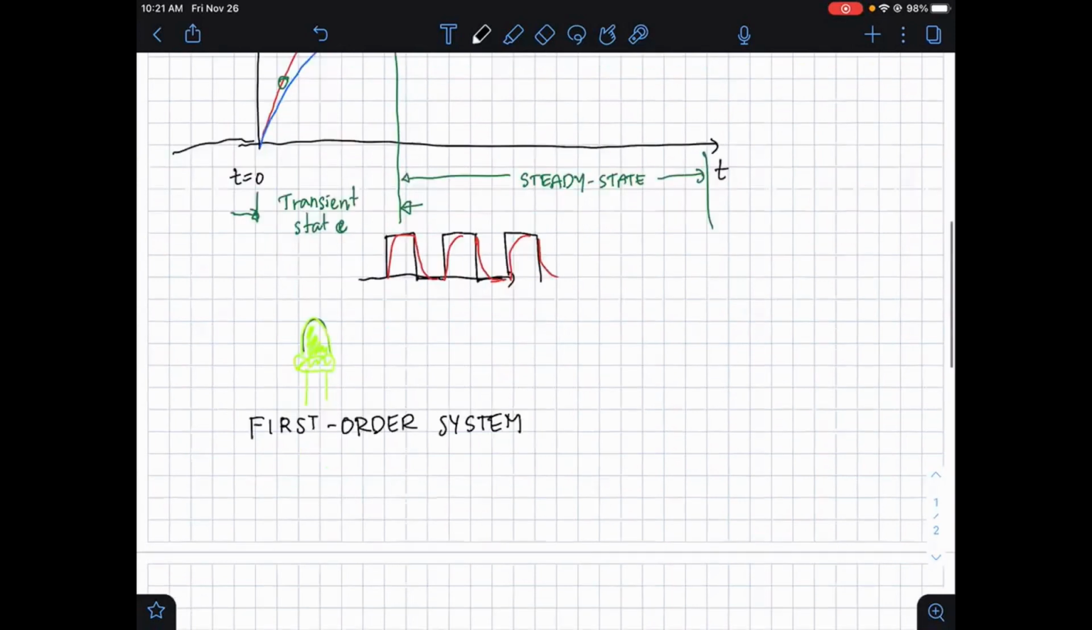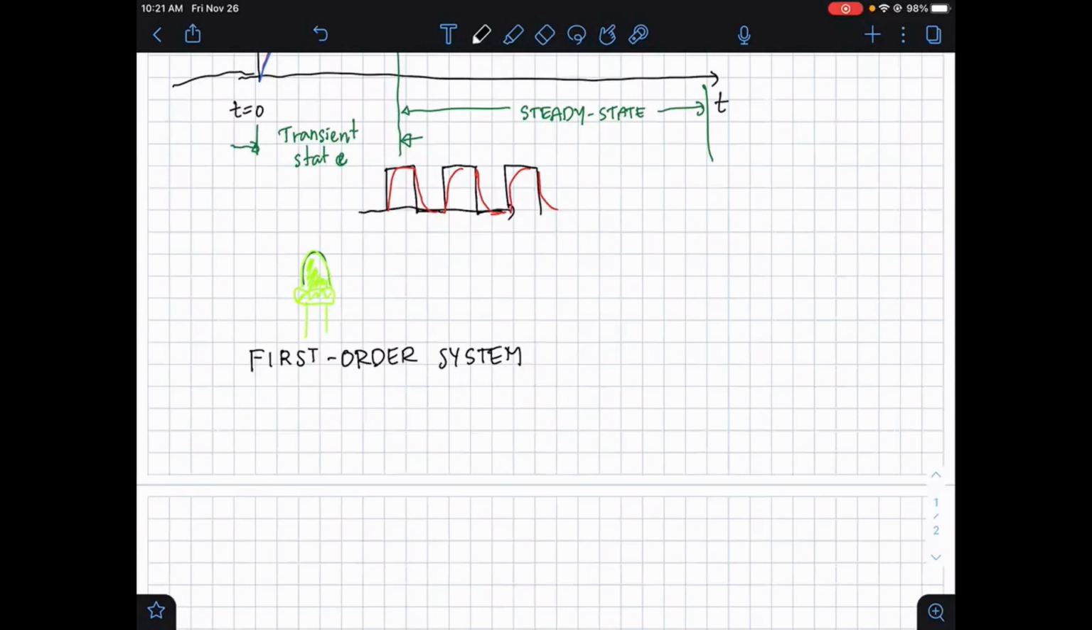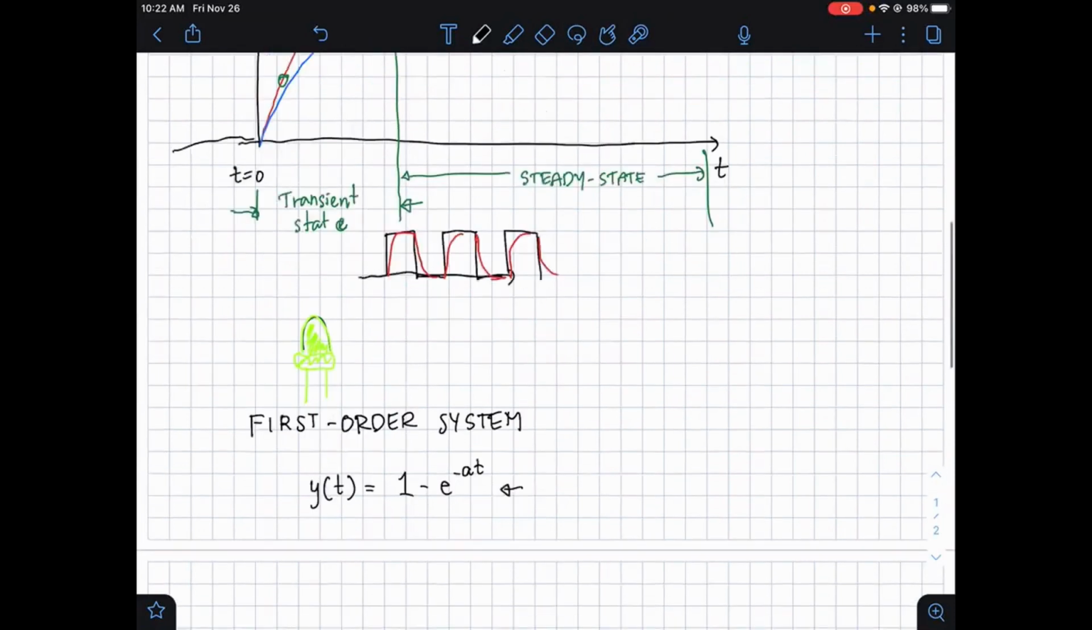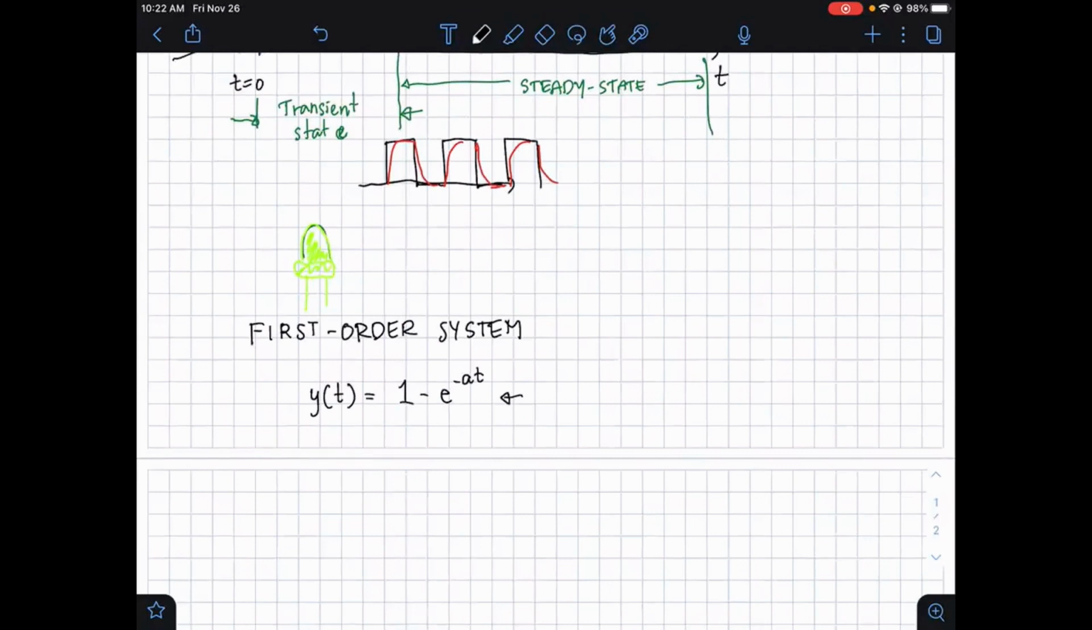Now, for example, if the system output is y of t, okay, and the input is a unit step. For a first order system, the output is expressed as this way, and we will derive it in a bit. This is the analytic version of the plot that you see earlier. Itong parang exponentially nagde-decay yung difference between the final output and the unit input. Okay. Now, for first order system, this letter A is a parameter of importance. This is called the inverse of the time constant. So tau is what is known as a time constant.